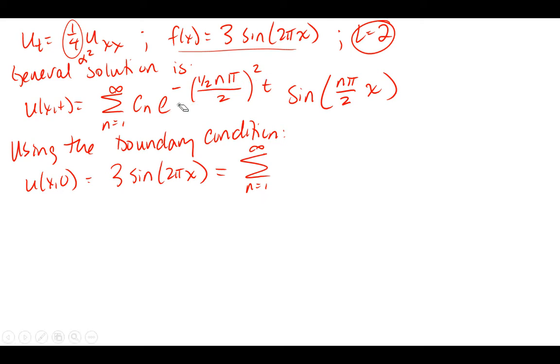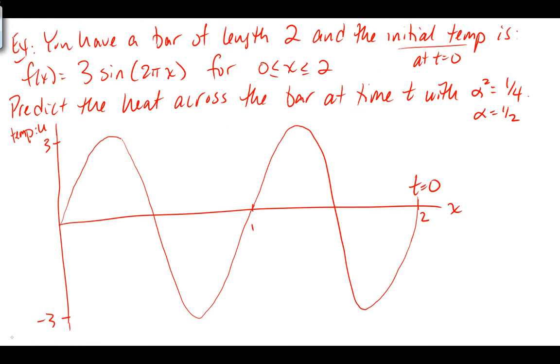So when I plug in time 0, I just end up with Cn sine of n pi over 2x. Now stare at this for a minute and don't overthink this. On the left-hand side, I have 3 sine of 2 pi x. That's a function, a sine thing. It's not just any function, it's this one. It's the one we just graphed.